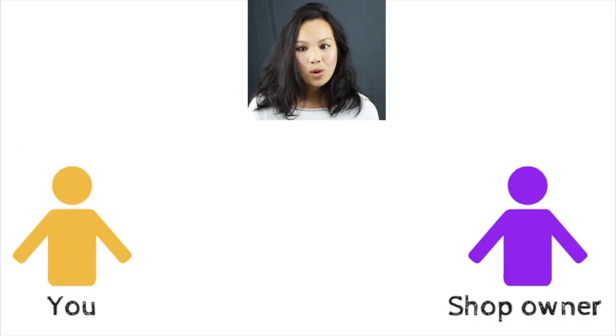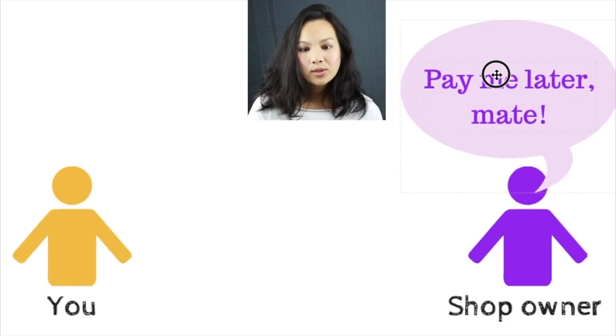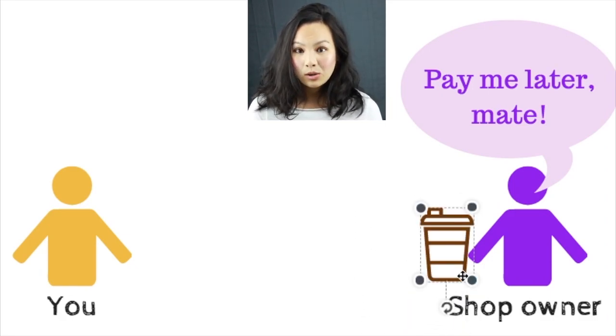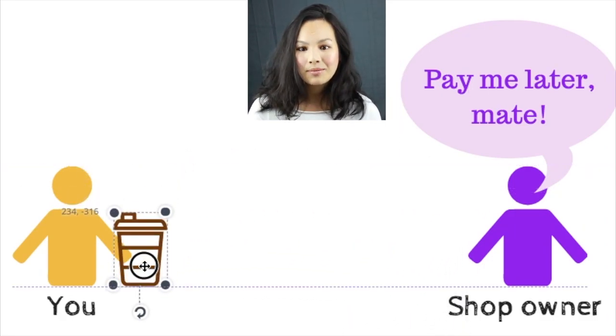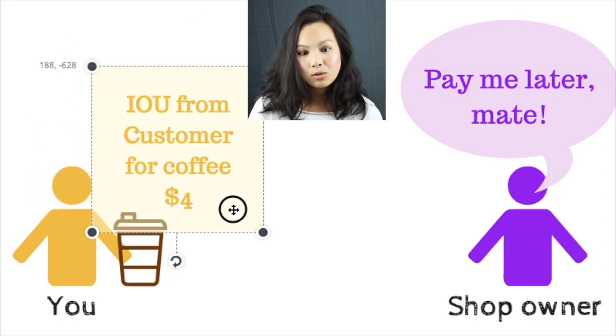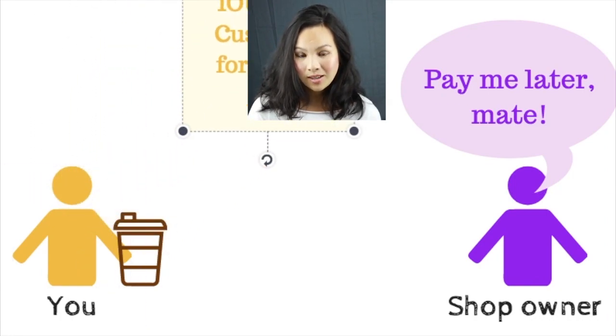So say you go out and buy yourself a coffee that you can't pay. So the person who owns the shop, the shopkeeper, says, hey, that's okay, mate. I'll just put it on your account and then you can pay me later. So you get your coffee and the coffee shop owner gets an invisible IOU from you, the customer.